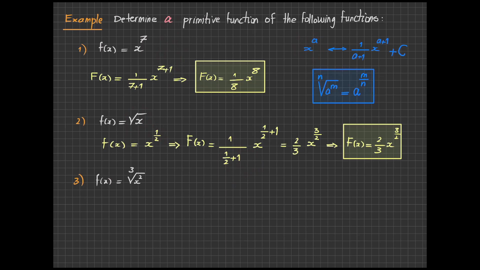Okay, so let us go back here now. What I'm supposed to do is first change the form of my function. So this becomes x to the power of 2/3. And then I start finding my primitive function by adding 1 to the power of 2/3. So it becomes what? 1 over 2/3.